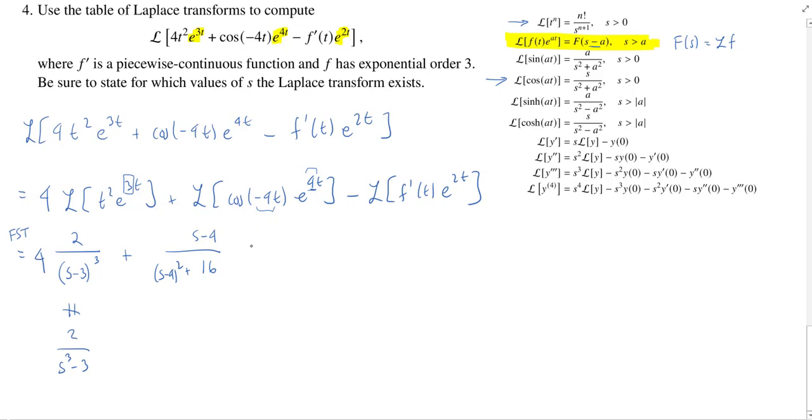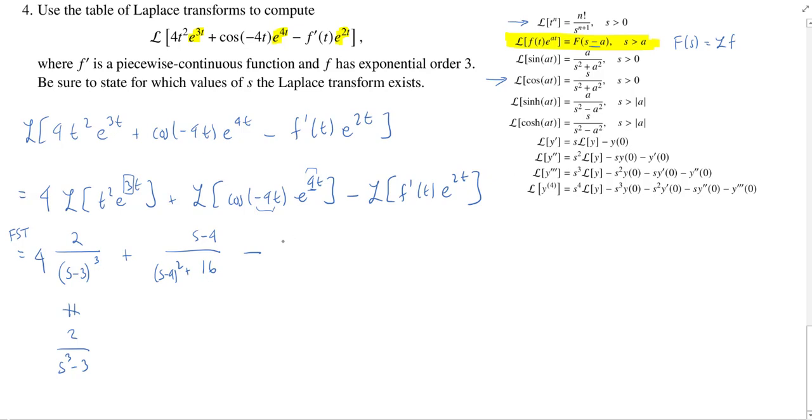All right, we go to the last one. Minus. Okay, now this is tricky. It says here, I need to take the Laplace transform of a derivative and then times e to the 2t. So again, it looks like a first shifting theorem, only instead of f, I have f prime. Well, what can I do? Well, I do have a formula for the Laplace transform of a derivative. Okay, fine. So let's just write that down.